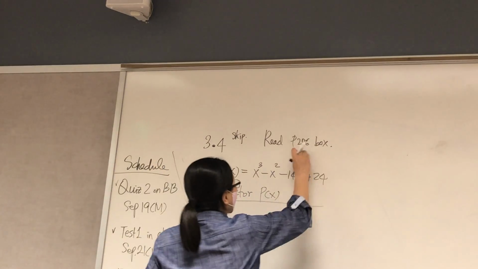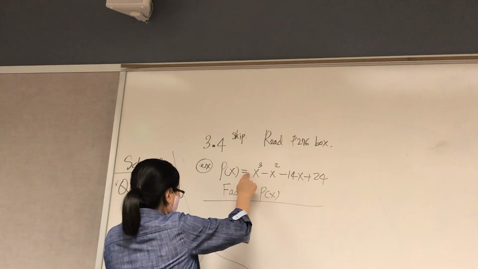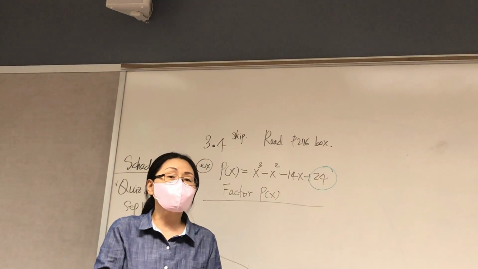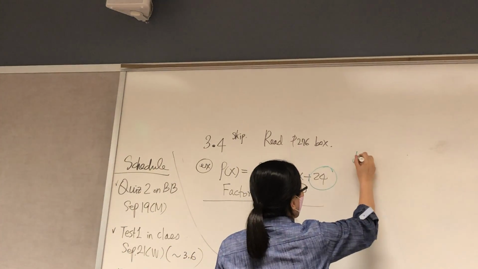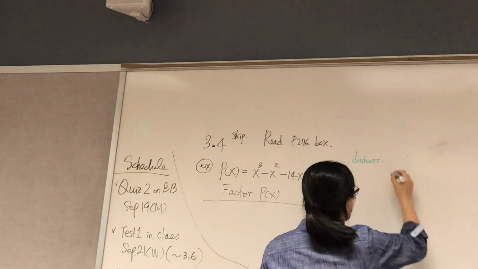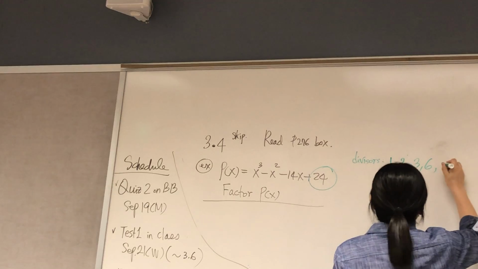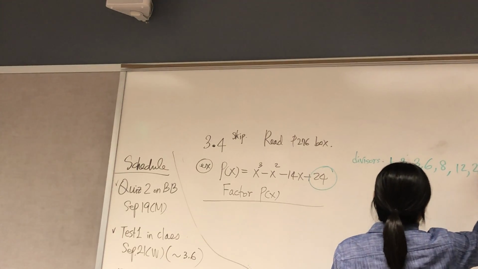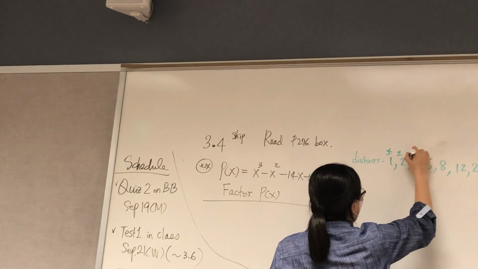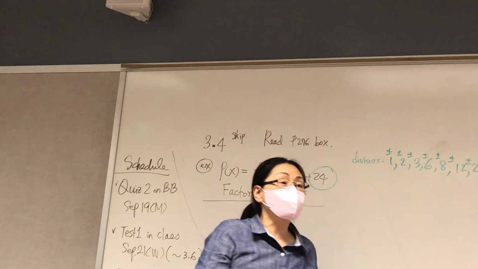That's in page 276. This is the easy case I already told you. The leading coefficient is 1, so it's very easy. Only focus on the constant. Figure out the divisors. What are your divisors? Plus minus, plus minus, plus minus. So nobody wants to test this.